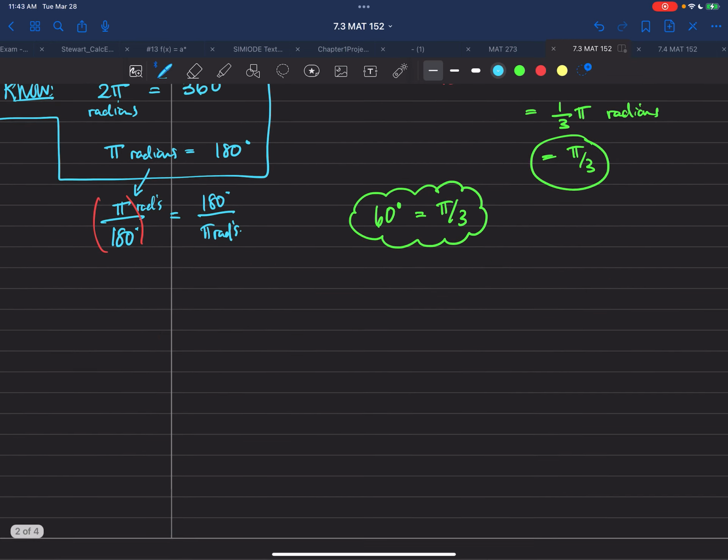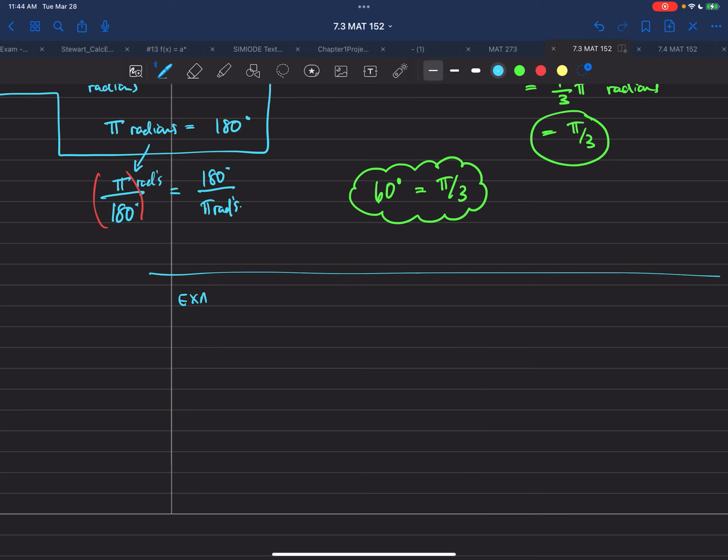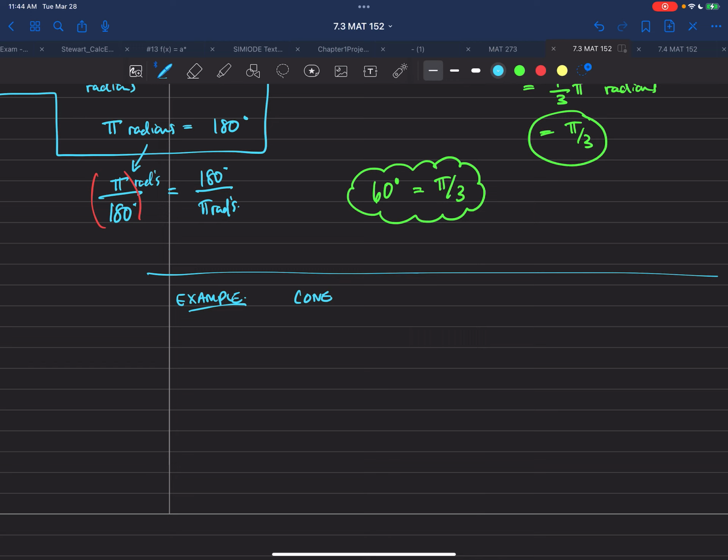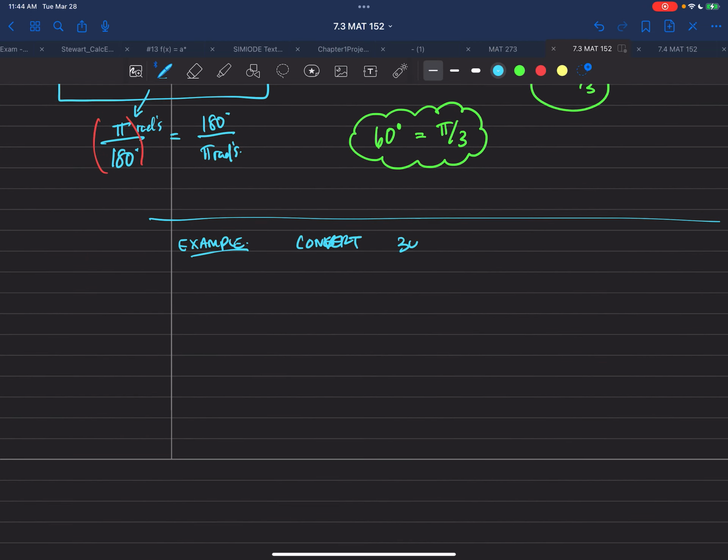Okay, so what I'd like you to do is hit pause on this one after I write down the example and say, can you convert 30 degrees to its angle in radians. All right, so hit pause and try this yourself, then I'll continue.